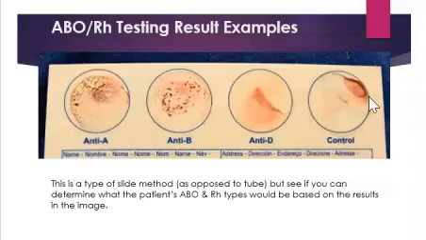So let's interpret the results. If you got a positive here, what's our forward type? It's AB. So if we have a negative here and our control looks good, it's negative. So our answer is AB negative.